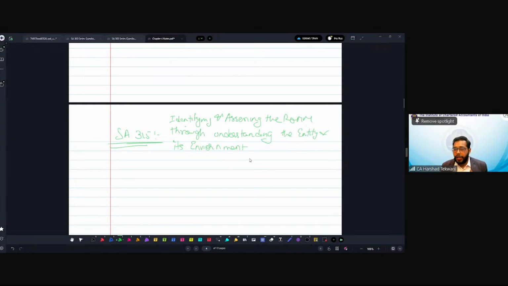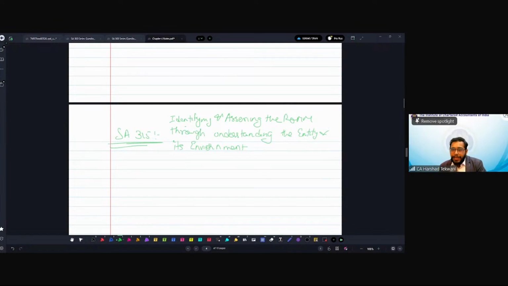Now, in risk-based audit, the first step that we perform is to identify the risk within the organization with respect to the financial statement, at the assertion level and at the financial statement level. In risk-based audit, I identify where the risk is more, where there is a high chance of risk. So the first and foremost step of risk-based audit is assessing the risk of material misstatement in the financial statement.